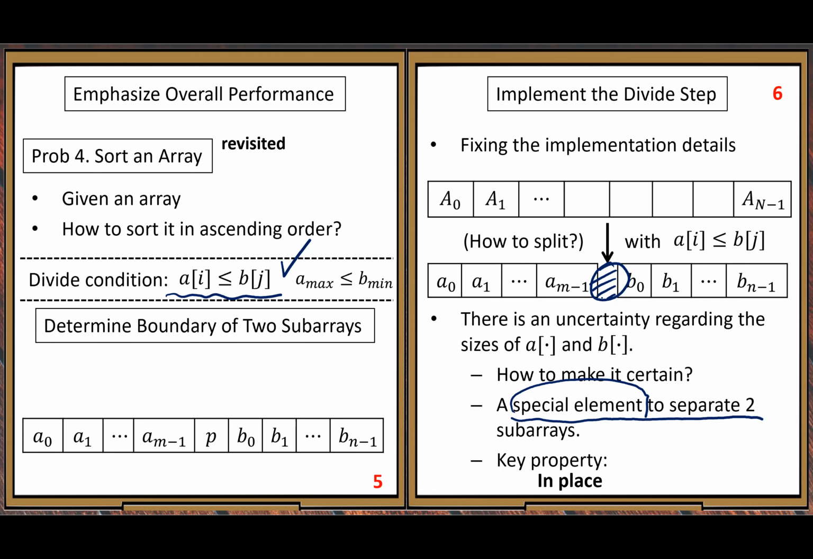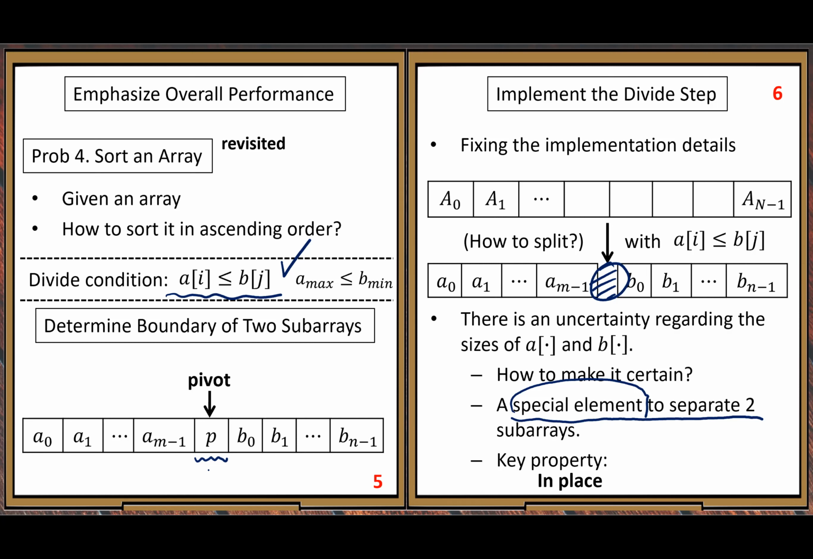Let's look at this new diagram. Here we have this special element in between two subarrays, the P element. We call it the pivot element. That separator element that is in place, we give it a special name, a special concept, because its role is so important, its role is critical. Pivot element. This pivot is in place.